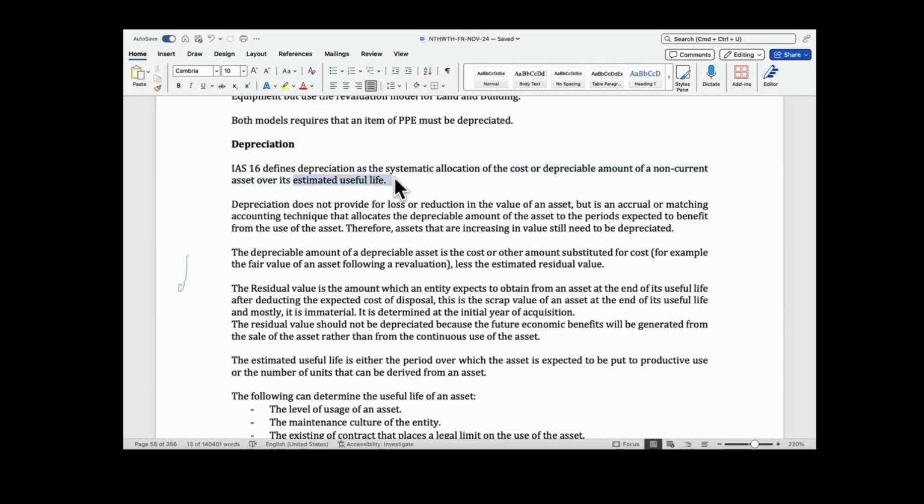useful life. I'm sure a lot of you have this misconception that depreciation is the loss in the value of an asset, or that depreciation is the reduction in the value of an asset. Never. That is not what depreciation is. Depreciation is not a loss or a reduction in the value of an asset. It is far from it. Depreciation is just an accrual or matching accounting technique that helps you allocate the depreciable amount of an asset to the period expected to benefit from the use of that asset.